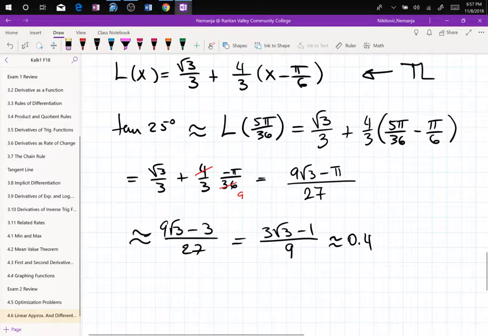So you don't need calculators for any of these things, but we do have them, so we're just going to keep using them, right?